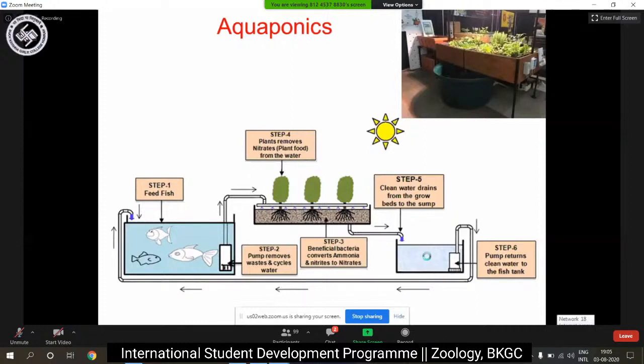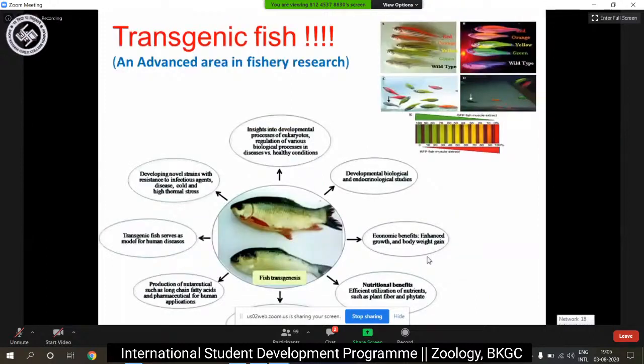Research on transgenic fish is, of course, an advanced area of fishery research. We talk about many different types of transgenics: the glowing fishes, the development of fluorescent fish. They definitely look better in the aquarium, fluorescing at night. There are also developmental, biological, and endocrinal studies associated with the development of transgenics. We can increase the production level with respect to transgenics as well.